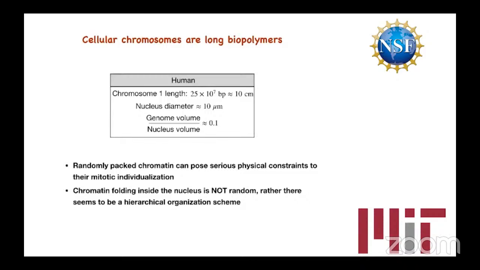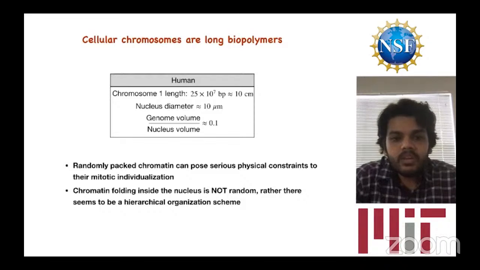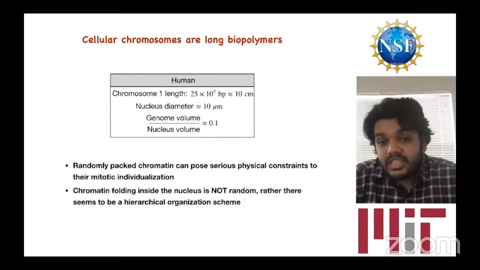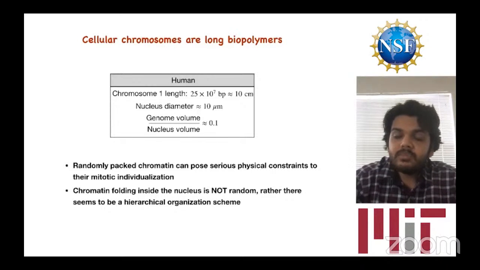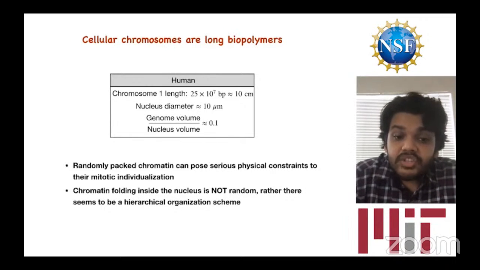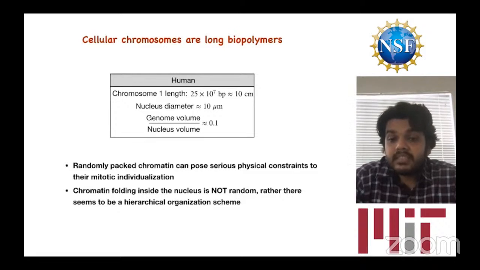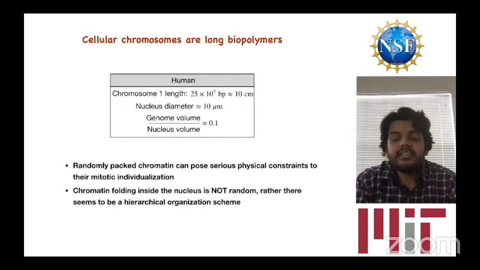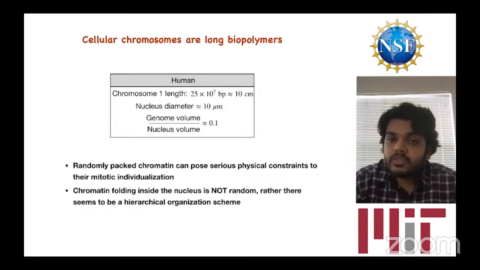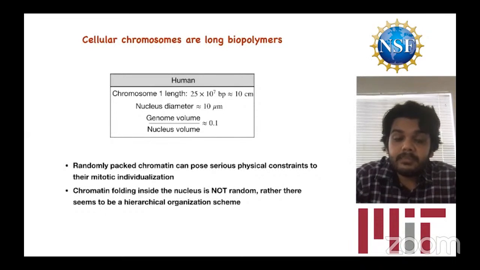However, volume-wise, the total volume occupied by all the genomic elements inside the nucleus is about 10% of the nucleus volume. So this tells us that the genome can be randomly packed. There's no problem in just randomly packing all the genome inside the nucleus. However, such a random packing can cause serious physical constraints during their mitotic individualization. Because these are long polymers, they can get highly entangled. And as a result, this individualization or resolution of individual chromosomes during mitosis can be a big problem.